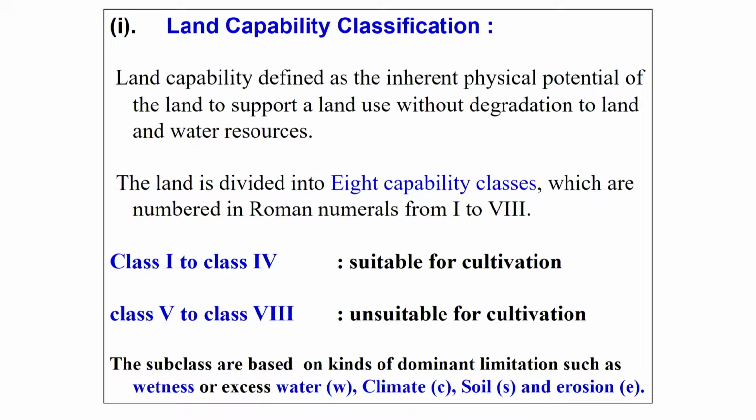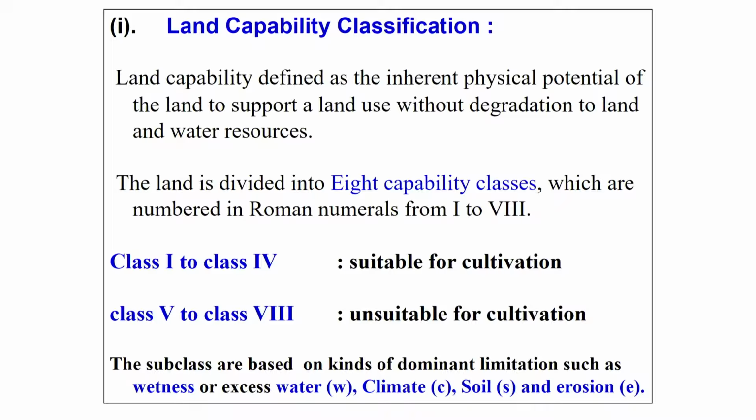These are capability classes, we call them, and these classes can be further classified based on the limitations of the soil and land characteristics, and then we call them land capability subclasses. Except for the first class, all classes can be classified into subclasses based on four main limitations. First is water limitation, meaning excess water, for example wetlands. Another is climatic limitation, for example arid climate and humid climate.